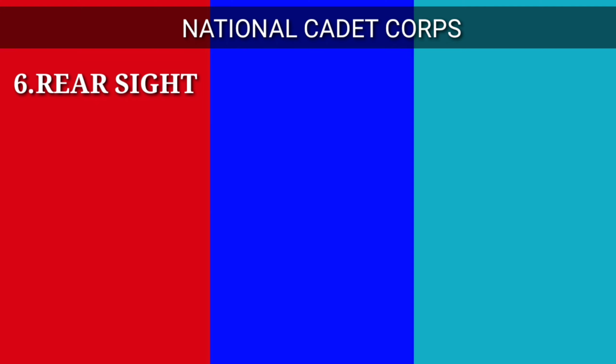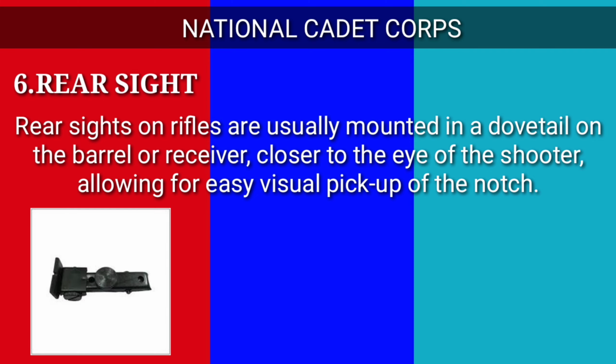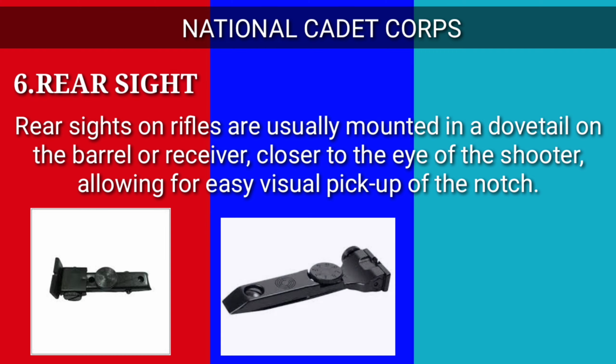Number 6. Rear sight. Rear sights on rifles are usually mounted in a dovetail on the barrel or receiver, closer to the eye of the shooter, allowing for easy visual pickup of the notch.